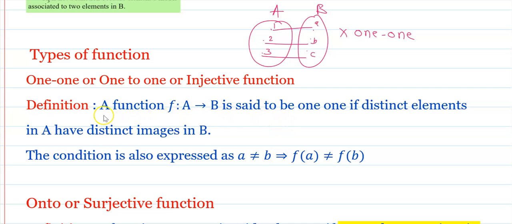Again I will repeat the definition. A function f defined from A to B is said to be 1-1 if distinct elements in A have distinct images in B. Okay.